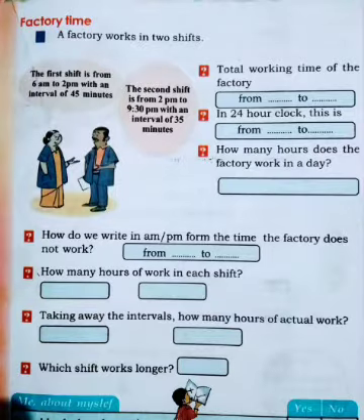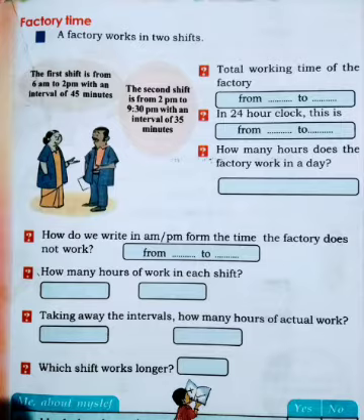Okay, let us look at the next activity. Factory time. A factory works in 2 shifts. The first shift is from 6 a.m. to 2 p.m. with an interval of 45 minutes. The second shift is from 2 p.m. to 9:30 p.m. with an interval of 35 minutes. Here they say about the working time of a factory. First shift and second shift.